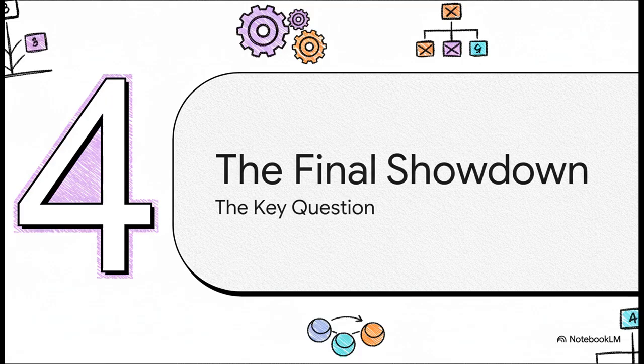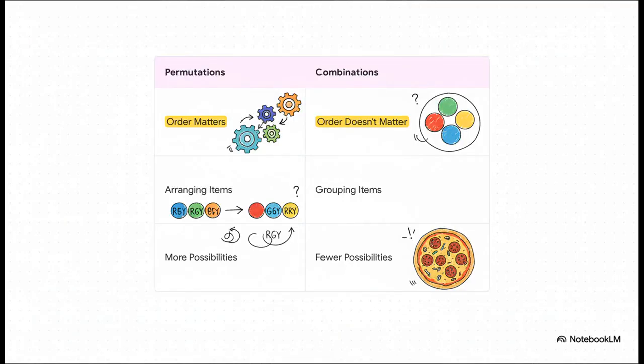But how in the world do you know which one to use? Well, it turns out it all boils down to asking yourself one single, simple question. This slide really lays it all out, side by side. For permutations, order is king. Think about arranging books on a shelf, those race results, or even a password. PASS is obviously very different from SSAP. But for combinations, order is totally irrelevant. You're just grouping things, like picking a project team or choosing your lottery numbers. The real key here is that distinction between arranging and grouping.